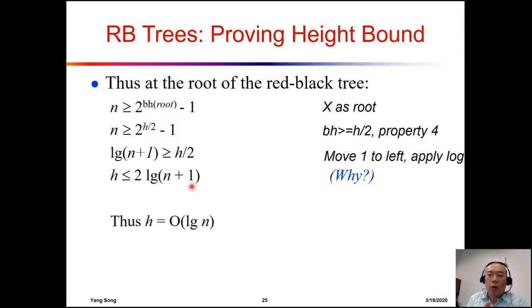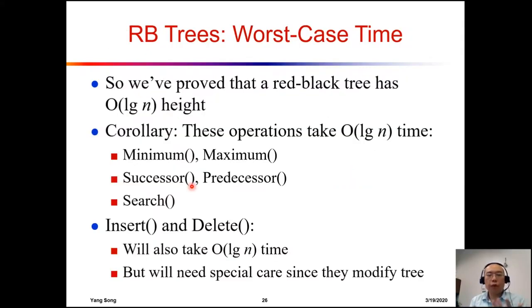Okay, now that's the important part. We have proven that for a red-black tree, the height is O(log n). That's very important. So why? Well, for example, if we want to find the minimum, how do we find the minimum of a binary search tree? You start from the root, go left, go left, go left, until you find a leaf, right? So how many steps are you going to go down? That is O of the tree height, which is h. And now we have proven the height of the tree is O(log n).